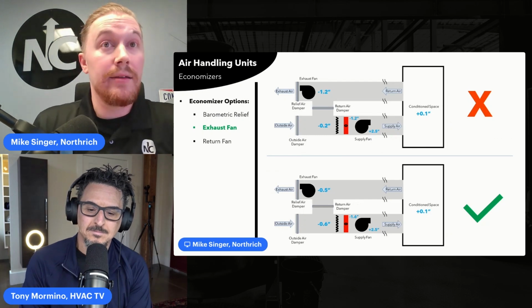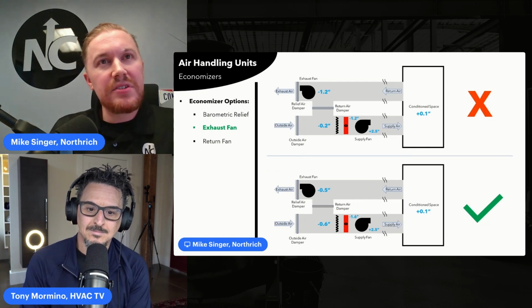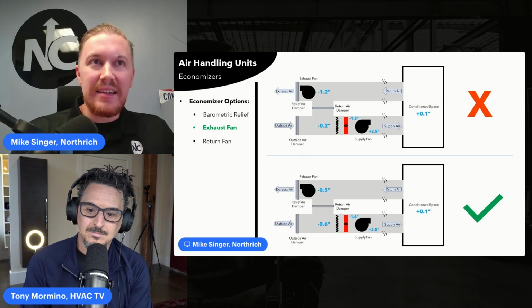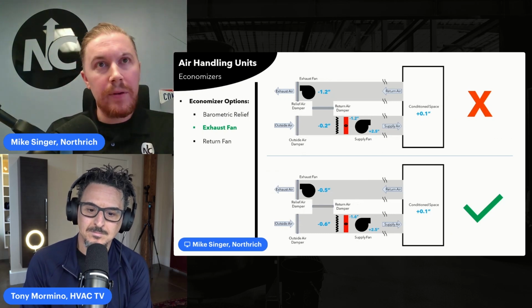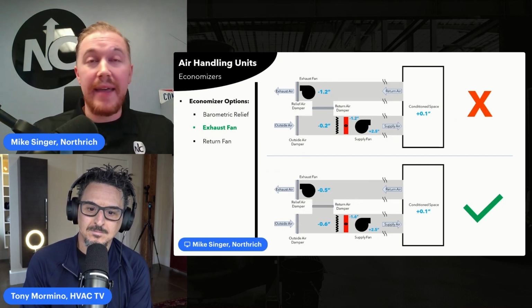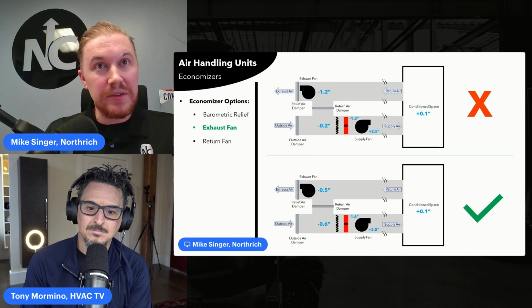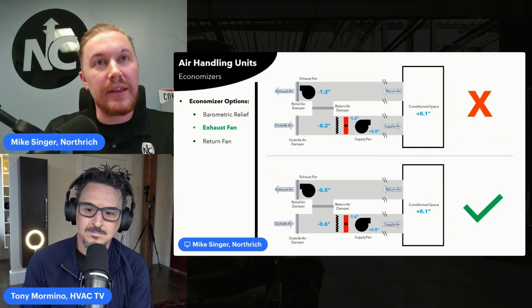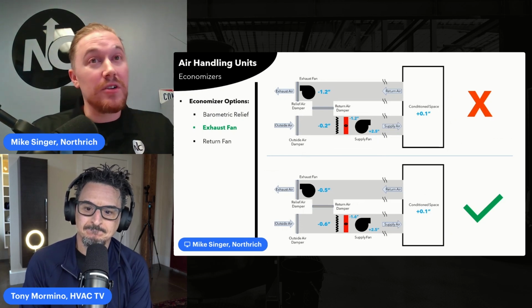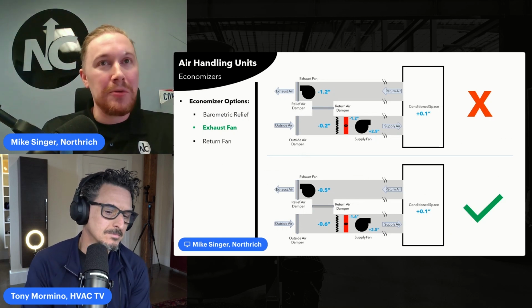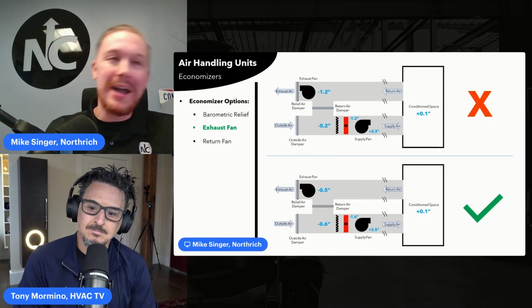And here's why. You can see on the top of the screen, when I have that excessive return drop, I'm pulling a pretty large negative on that exhaust fan. Due to its position, what can we see typically happen? A short circuit of our outside air through the mixed air damper right back outside.